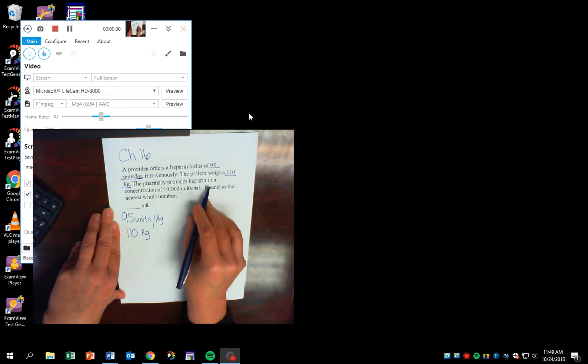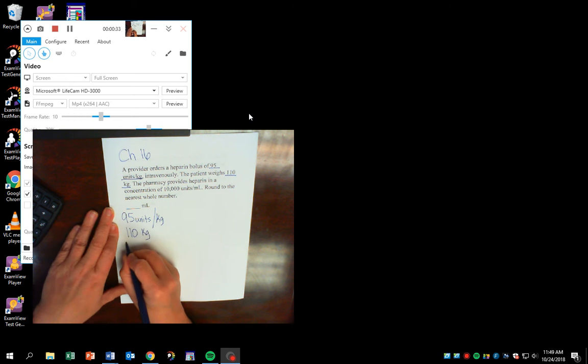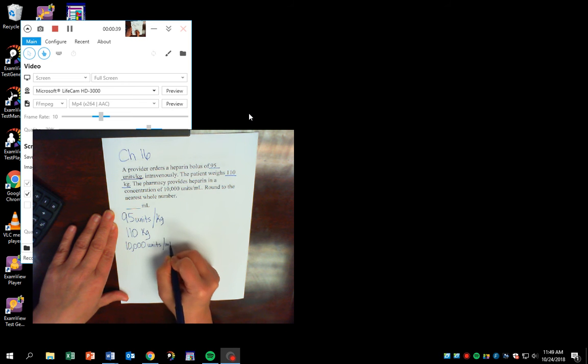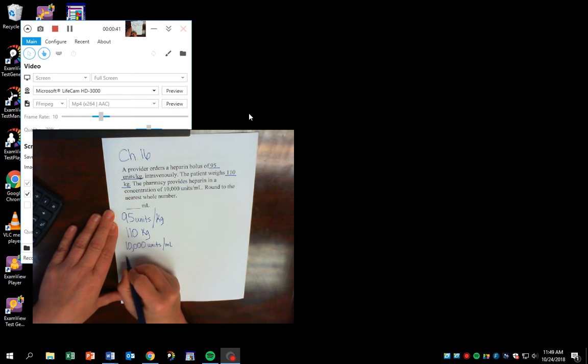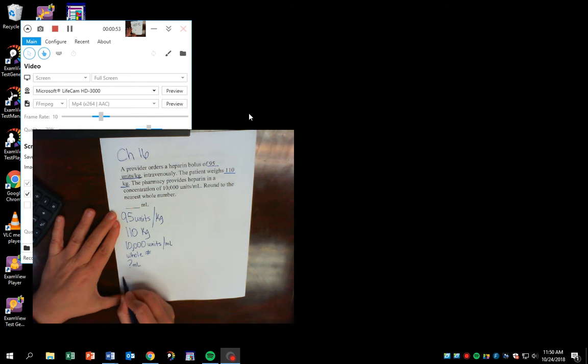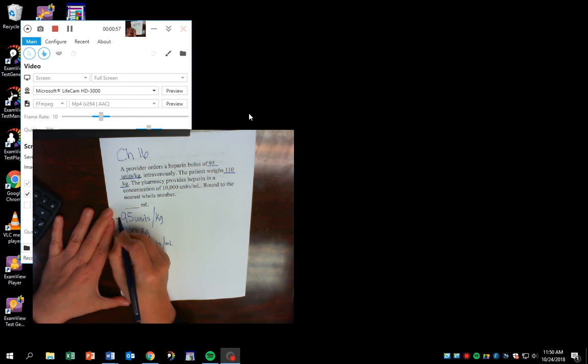And the pharmacy provides heparin in a concentration of 10,000 units per milliliter. And it says round to the whole number. So, we want to solve for milliliters. So that tells us what we're going to start out with. So milliliters. Here's my sentences.